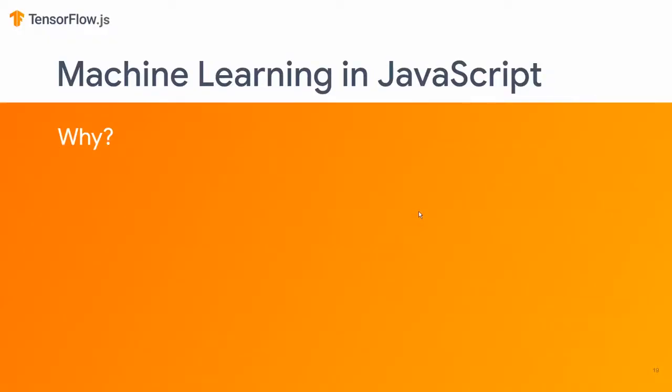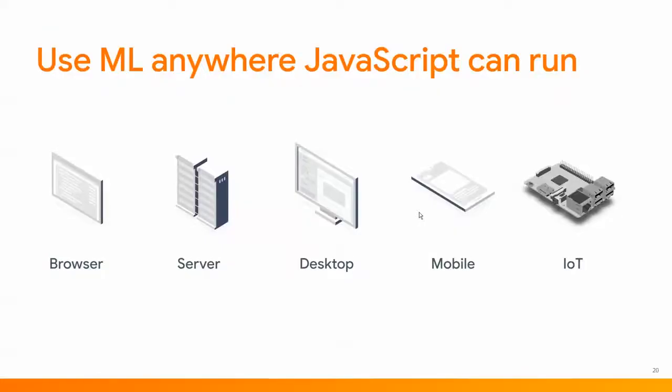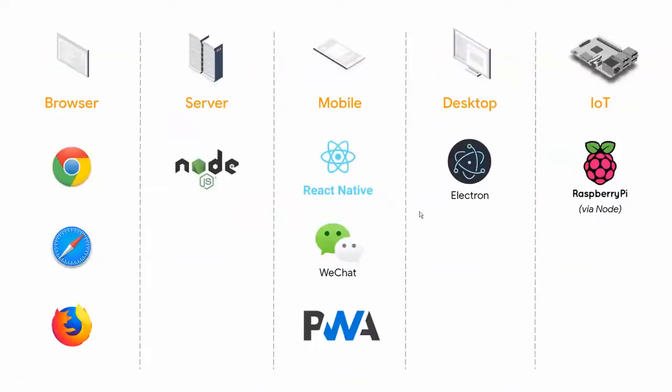So that brings us, of course, to JavaScript. Why would we want to do machine learning in JavaScript? And that is a great question too. In fact, JavaScript can run pretty much everywhere, in the web browser, on the server side, desktop, mobile, and even Internet of Things. And if we dive into each one of those, you can see many of the technologies that you already know and love.